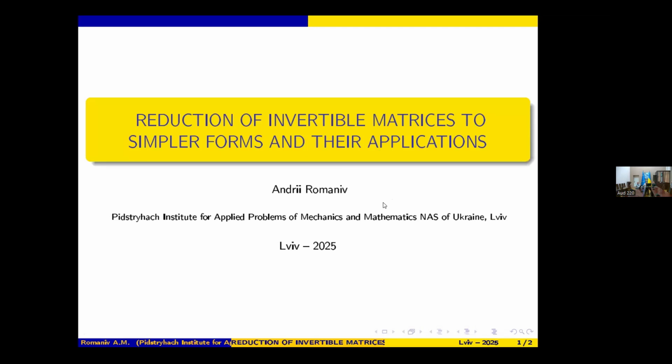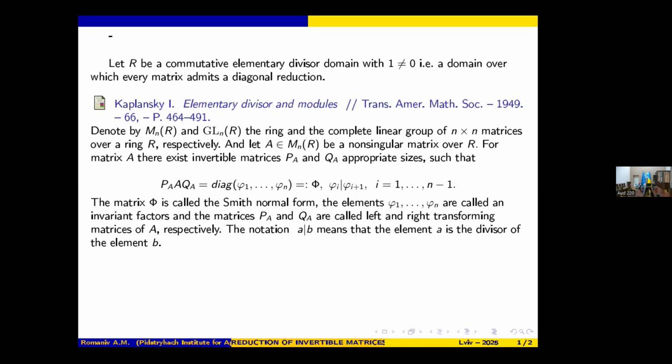The topic of my report, on the screen: reduction of invertible matrices to simple forms and their application. Let R be a commutative elementary divisor domain. Oleg Mykolaievich spoke about this ring. Denote by Mn(R) and GLn(R) the ring and the complete linear group of n-order matrices over R. And let A be a matrix over R.